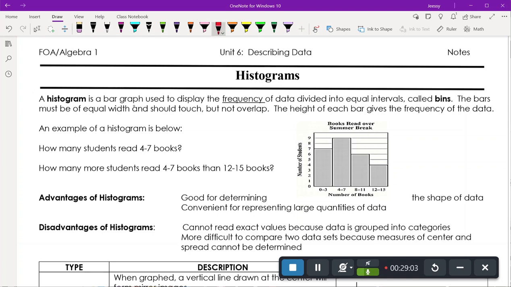All right, a histogram is a graph that displays the frequency, but it's divided into equal intervals, which are called bins. So in this one, we have 4 bins, or 4 stacks. Think of it like laundry, right? And you're sorting it. Which one goes where? So if your number is between 0 and 3, you go in here. If your number is between 4 and 7, you go in there. Get it?